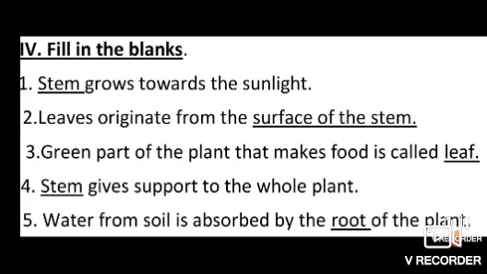First one, stem grows towards the sunlight. The answer is stem. Stem grows towards the sunlight.